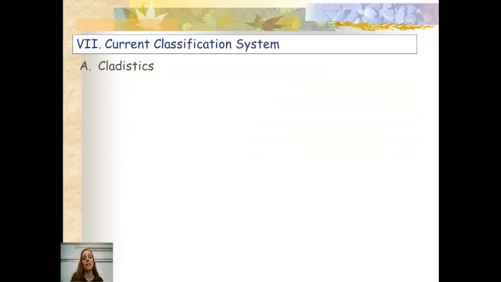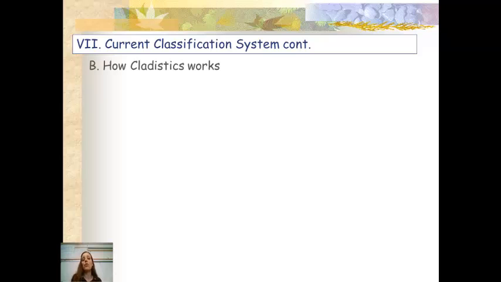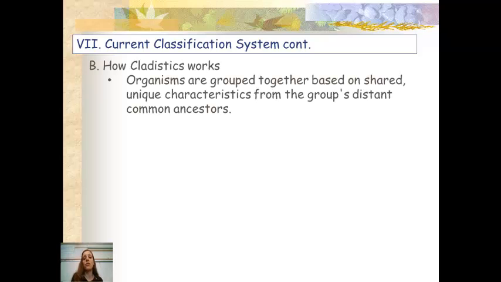All right, the current classification system that we use is known as cladistics. We use this system in science because this classification system takes into account evolution. Scientists group organisms based on shared evolutionary history. How cladistics works: organisms are grouped together based on shared unique characteristics from the group's distinct common ancestors.